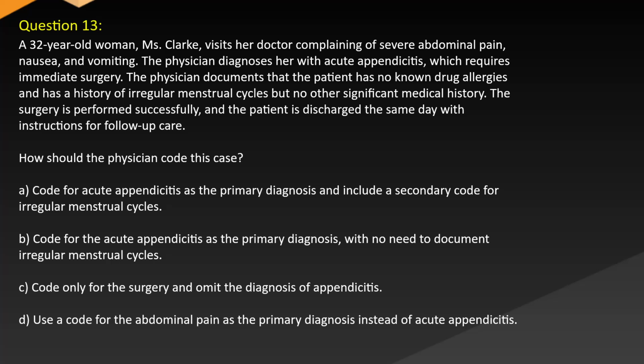The surgery is performed successfully and the patient is discharged the same day with instructions for follow-up care. How should the physician code this case? A. Code for acute appendicitis as the primary diagnosis and include a secondary code for irregular menstrual cycles. B. Code for the acute appendicitis as the primary diagnosis with no need to document irregular menstrual cycles. C. Code only for the surgery and omit the diagnosis of appendicitis. D. Use a code for the abdominal pain as the primary diagnosis instead of acute appendicitis.